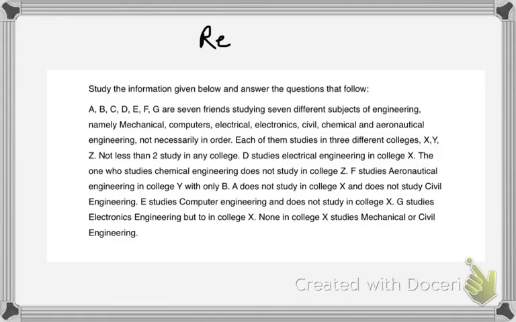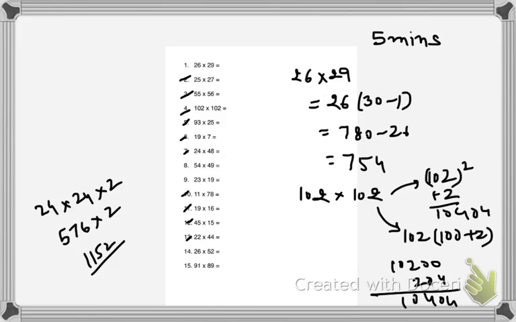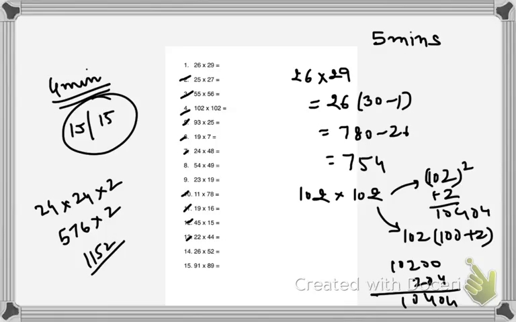Okay, so this was about your quant section, and what I would suggest is you would have easily done these 15 questions in 4 minutes or so. Okay, means you would have done these 15 questions in 4 minutes, and your accuracy should be 15 out of 15. So this is your analysis for the 15 questions of your quants. Now with this we move on to your next section, which is your reasoning.